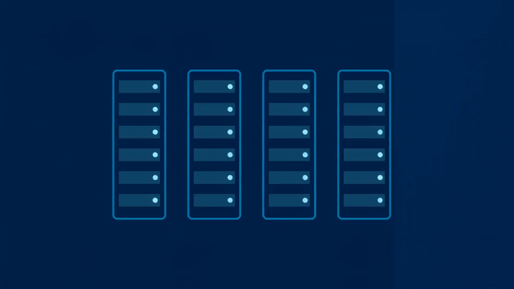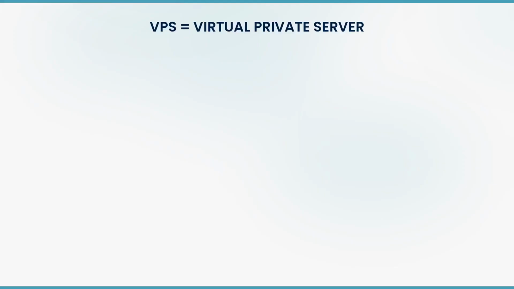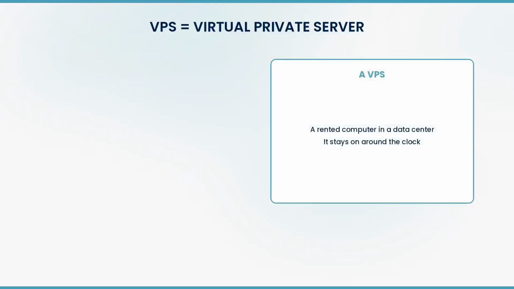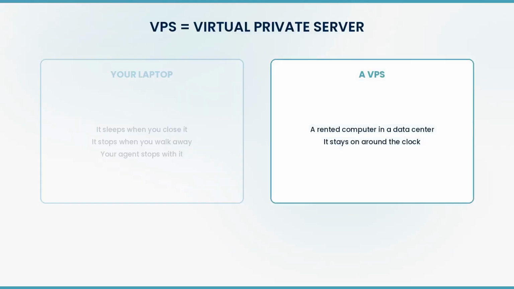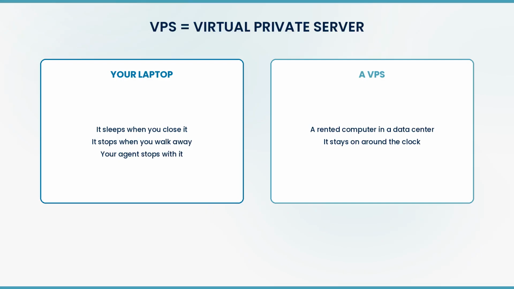Now, the infrastructure layer. This one feels most foreign to marketers and unlocks the most. VPS stands for Virtual Private Server. It's a rented computer that lives in a data center and stays on around the clock. Your laptop sleeps when you close it. A VPS never does. That matters because AI agents need somewhere to run when you're away from your keyboard.